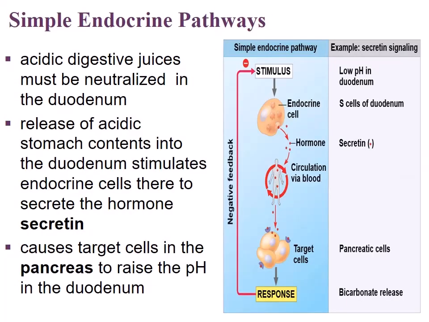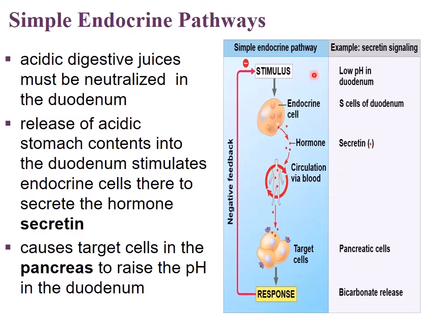So if we look at a simple endocrine pathway here, the pH of your stomach is low. Your stomach contents empty into the small intestine. The first part of the small intestine is called the duodenum. The duodenum and the small intestine in general don't have as much protection as the stomach does, so they need to correct that low pH. And there's more to that as well, but that's kind of the big picture.